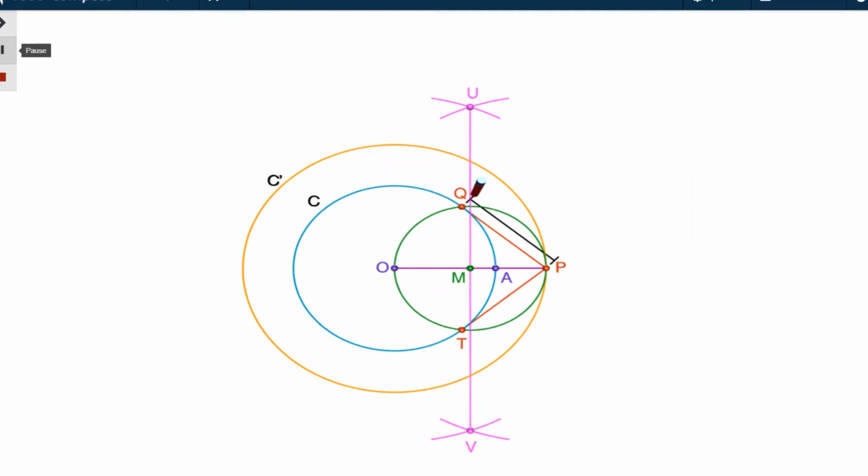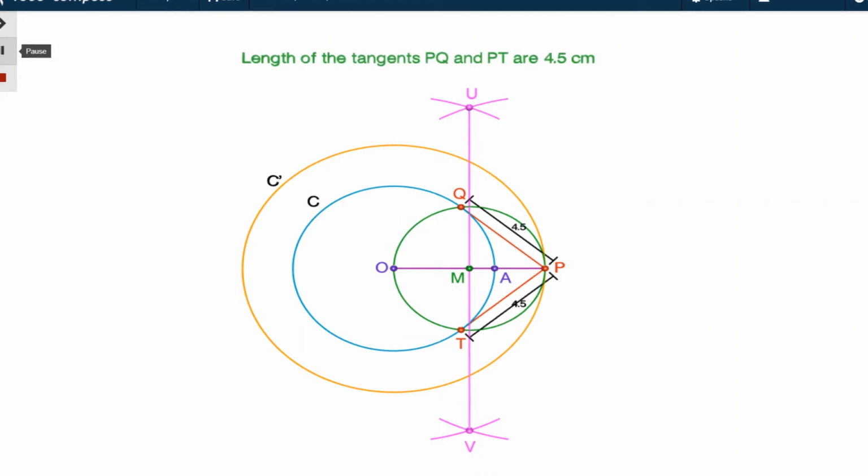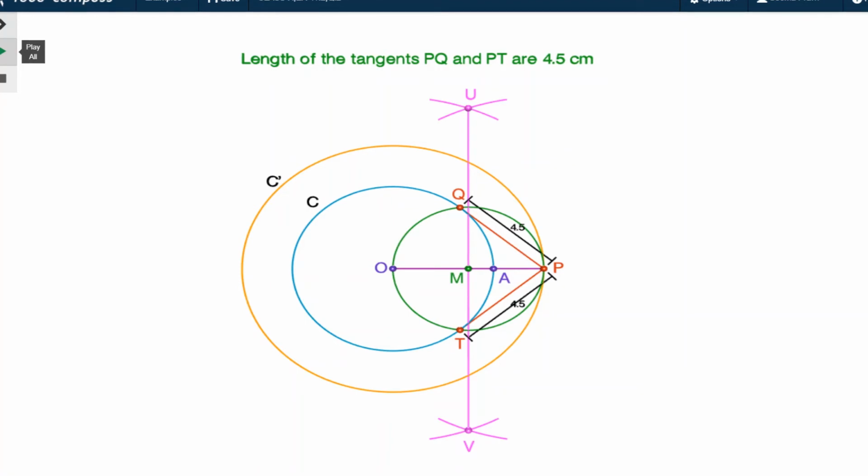Now measure tangent PQ, and it is approximately 4.5 centimeters, and measure tangent PT, and it is also 4.5 centimeters. So we have seen tangents are equal. So a pair of equal tangents can be drawn to a circle from an external common point P outside the circle. Now we will verify the measurement by actual calculation also, the measure of the tangents PQ and PT.